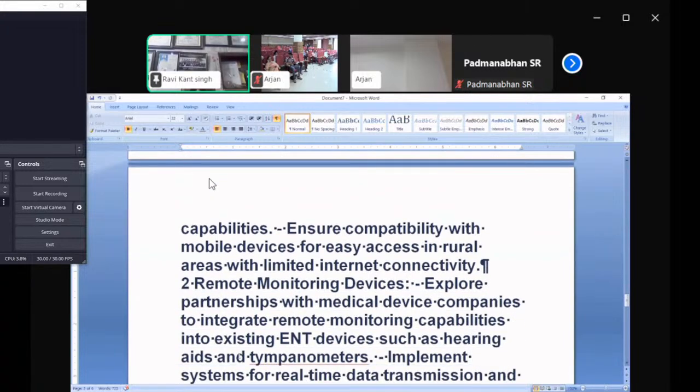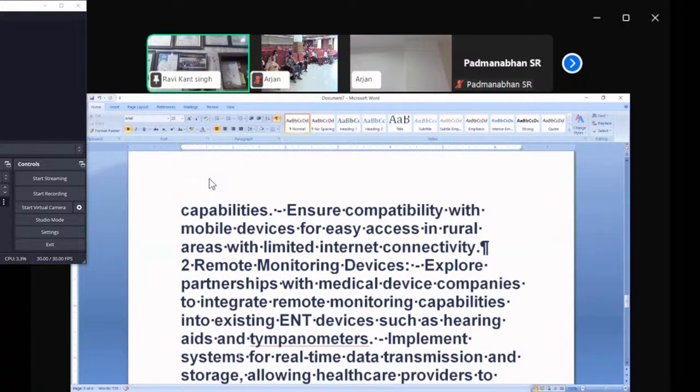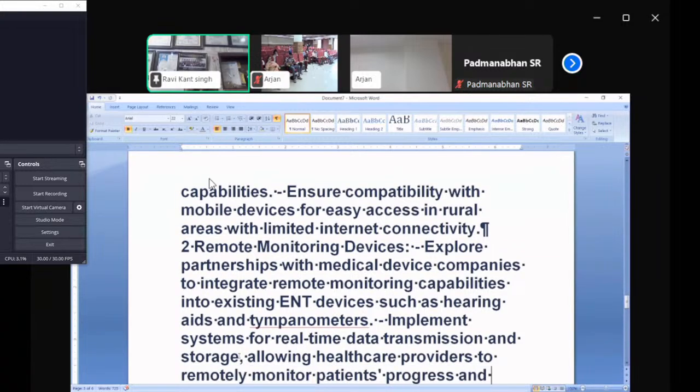And we have to employ remote monitoring devices. We have to explore partnership with medical device companies to integrate remote monitoring devices. We have a lot of companies right now, and ENT devices such as hearing aids, manometers, e-audiometry and endoscopy are now in vogue. Definitely they are working very well.